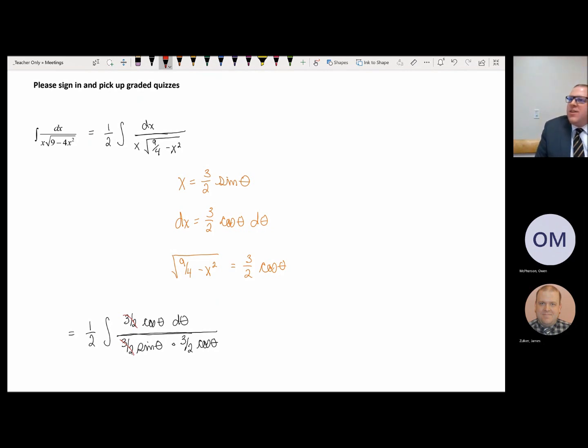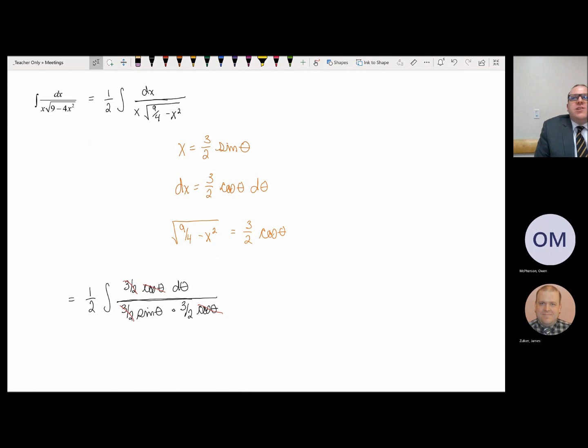One of the 3/2 in the denominator will cancel with the 3/2 in the numerator. Cosine over cosine is 1. We're factoring out a 1 over 3/2, which is 2/3. 2/3 times a half is 1/3. Then we're just left with the antiderivative of d theta over sine theta.